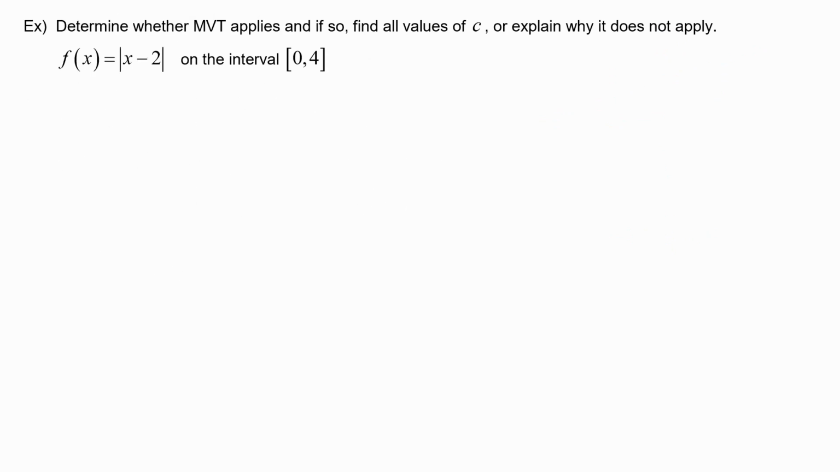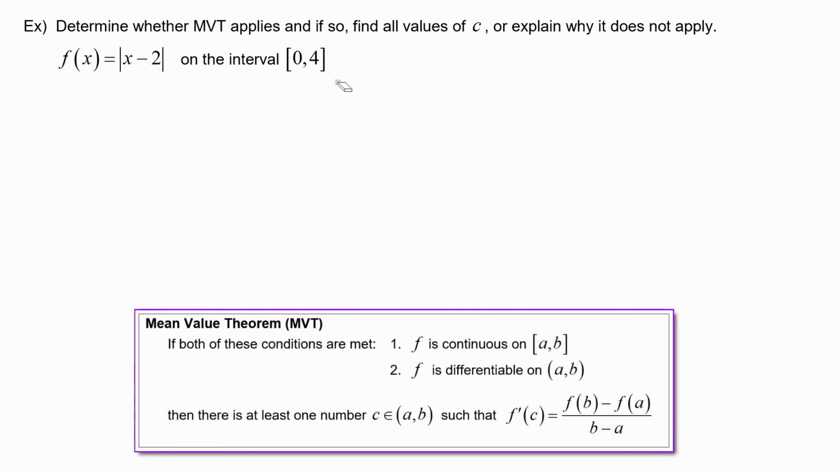Determine whether the mean value theorem applies, and if so, find all values of c, or explain why it does not apply. We are given f of x equals the absolute value of x minus 2 on the closed interval from 0 to 4. Before we can apply the mean value theorem, we first have to show that it satisfies the 2 conditions of the hypothesis. Now first, we need for f to be continuous on the interval from 0 to 4.